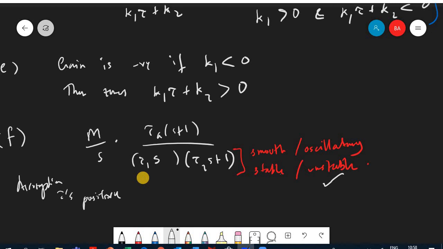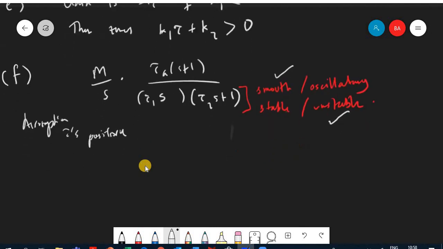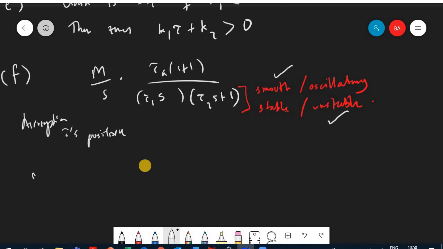Is it oscillatory or not? We could have thought of it as oscillatory if we had a complex root in the denominator, but it's not oscillatory, it will be smooth. And now we think of undershoot and overshoot. If it's unstable, I don't think we need to think a lot about overshoot and undershoot. So that was part F.